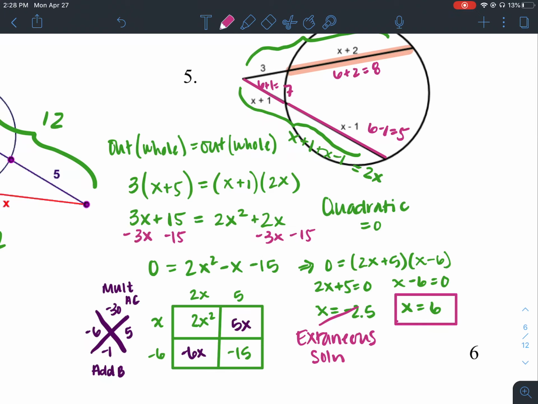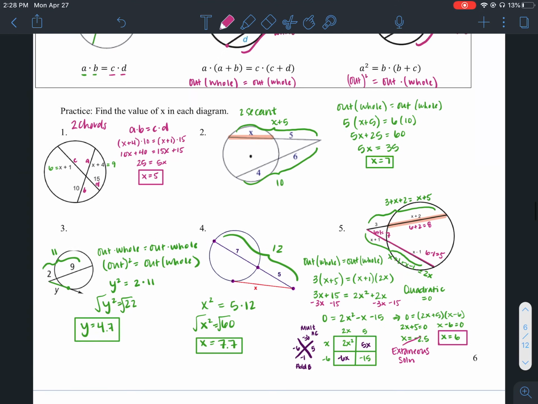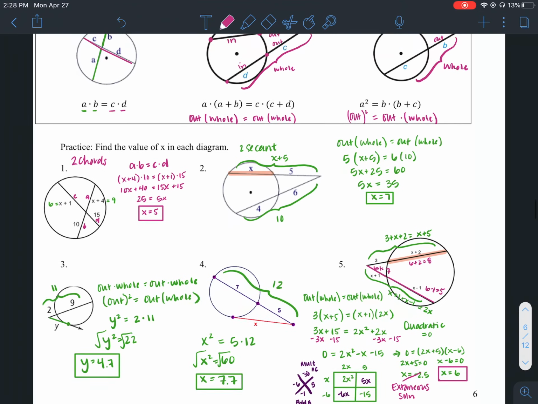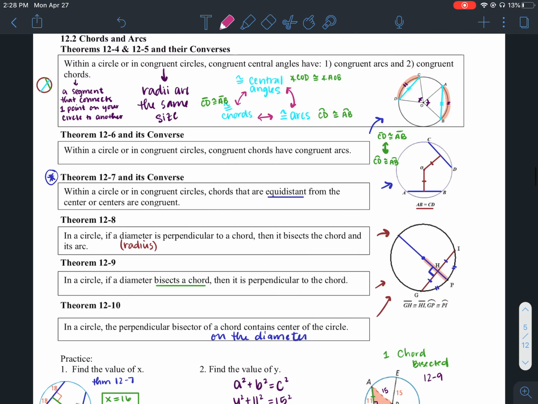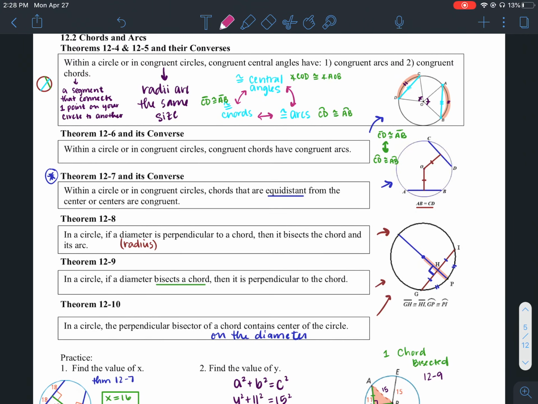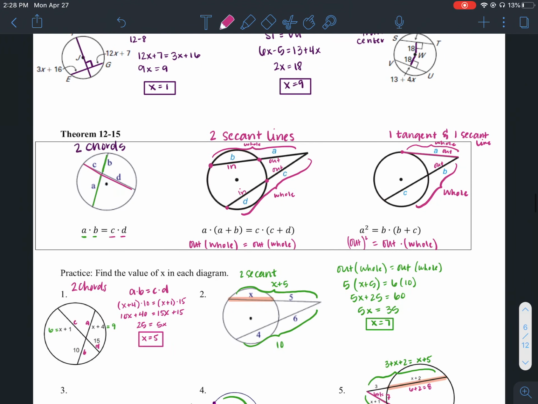Now, if negative 2.5 worked and produced all positive distances, we would keep them both. But because that created an issue with at least one segment, I ignored it. All right, so a lot went on here. We practiced some extraneous solutions there at the end, but we have a lot of theorems that we wrote down. So theorems 12.4 through 12.10, and then 12.15.